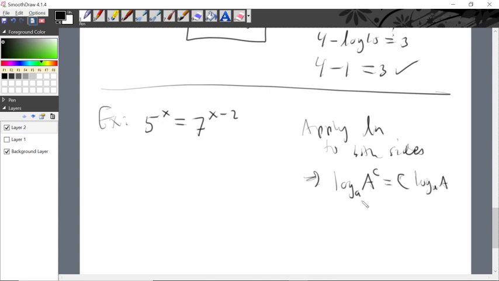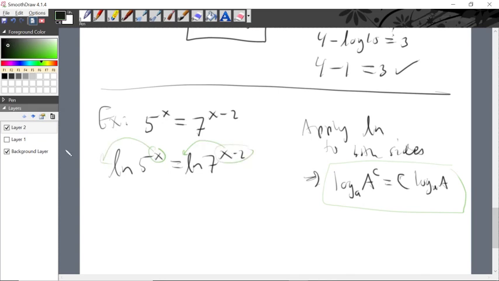Okay, so this says we can choose any base logarithm we want. So I'm choosing the base e logarithm. Okay, so natural log of 5 to the x equals the natural log of 7 to the x minus 2. Then, by this law of logarithms, we can pull the exponents to the front of each one of those logarithms. So I have x times the natural log of 5 equals the quantity x minus 2 times the natural log of 7. I need to see those parentheses there.